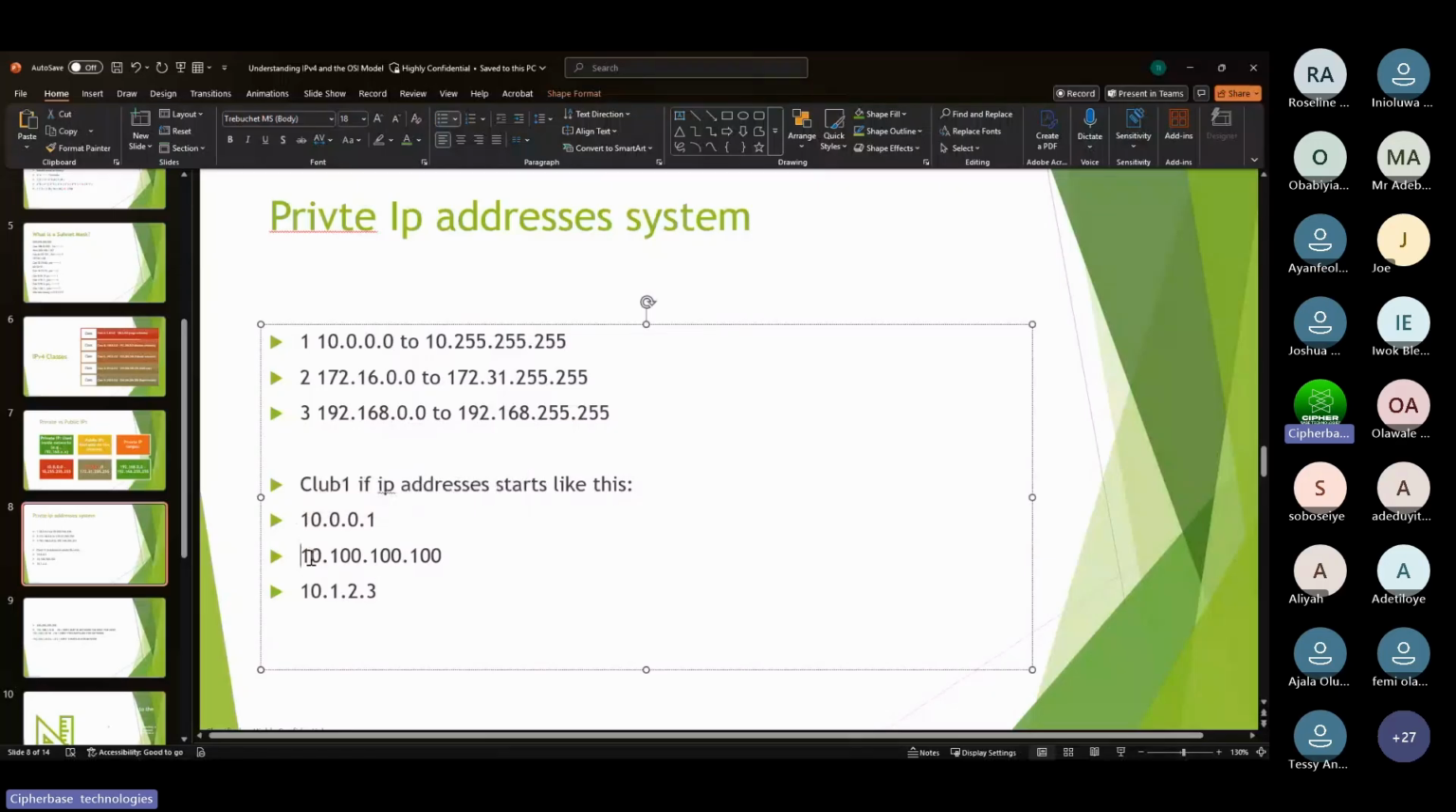10.100.100.100, 10.123. Anything with 10 dot, 10 dot, you will know that this is private IP. Have that one in mind.